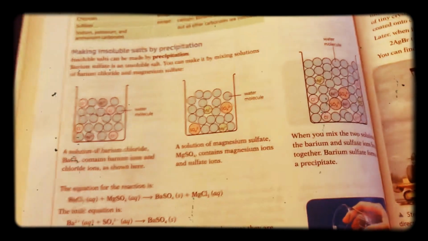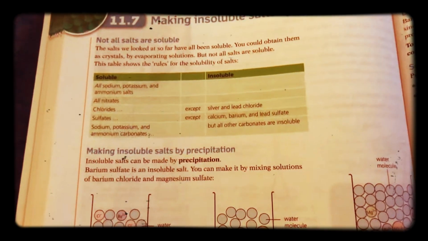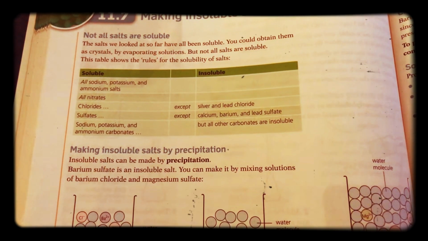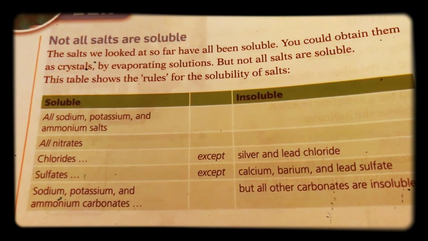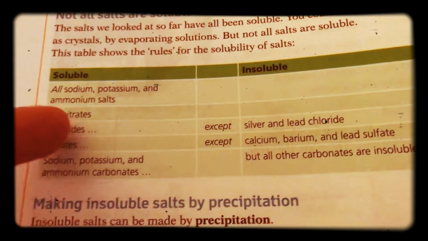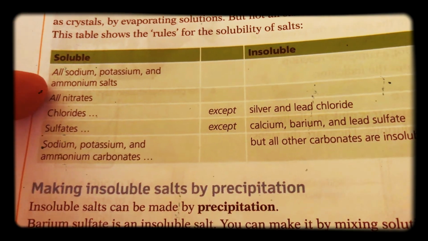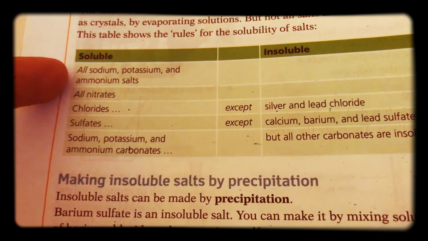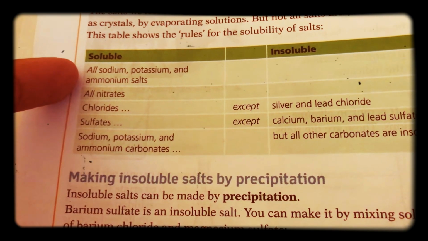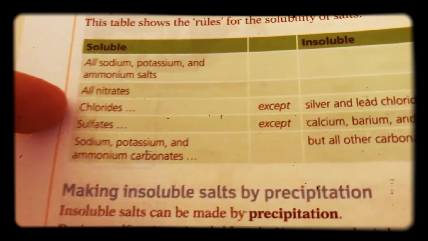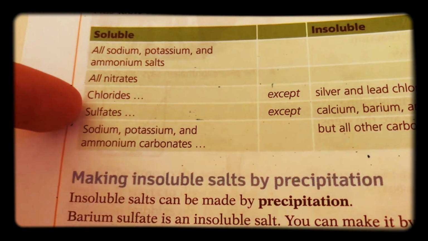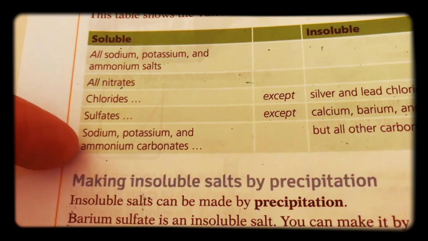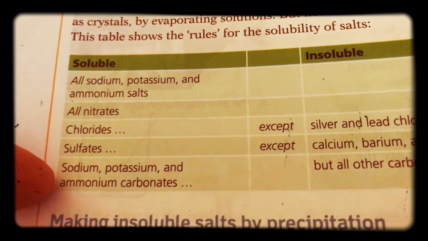And what I'd like you to do is open up your books to page 117, to section 1.7. And there are some rules. Okay? So this table over here talks to you about how certain salts of sodium, potassium and ammonium salts, all salts of those, are soluble. All nitrate salts seem to be soluble, all chlorides, all sulfates. Sodium, potassium and ammonium carbonates are soluble as well.